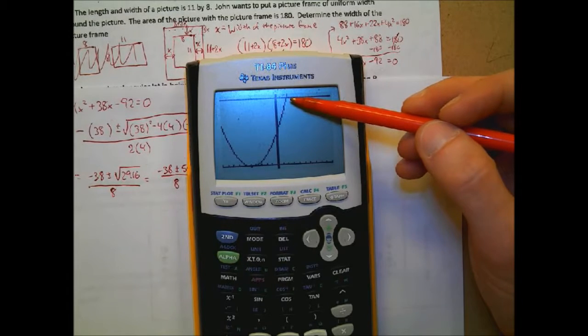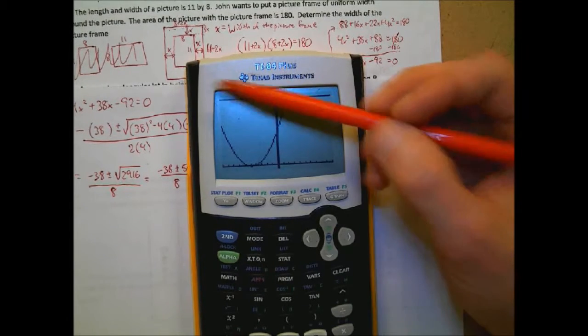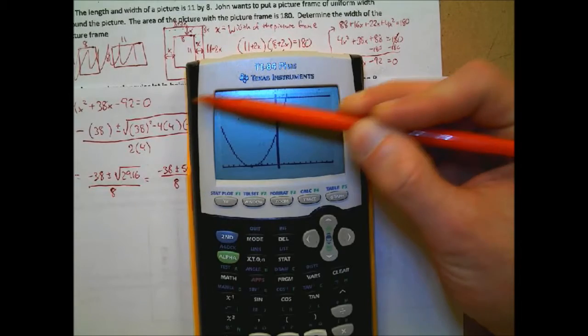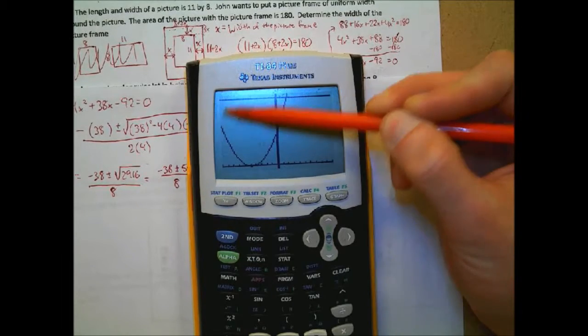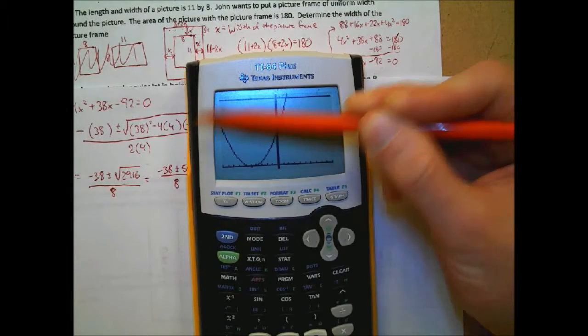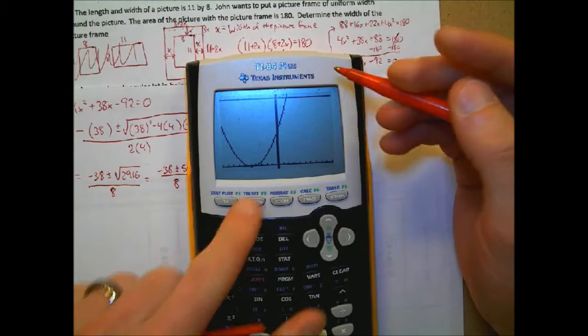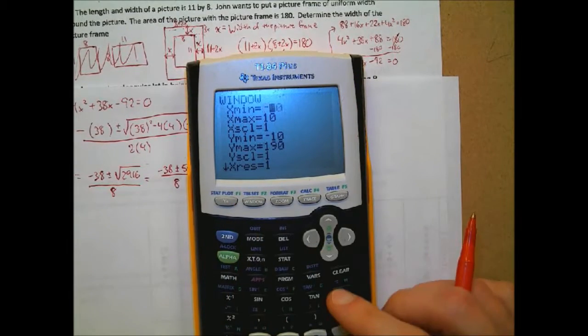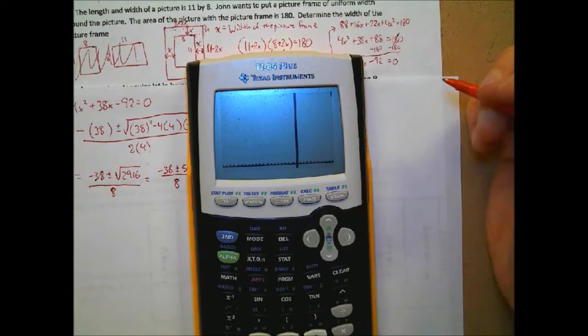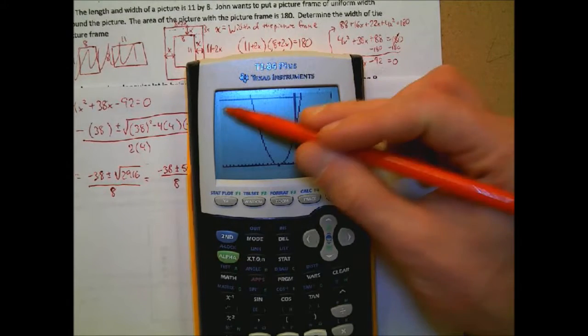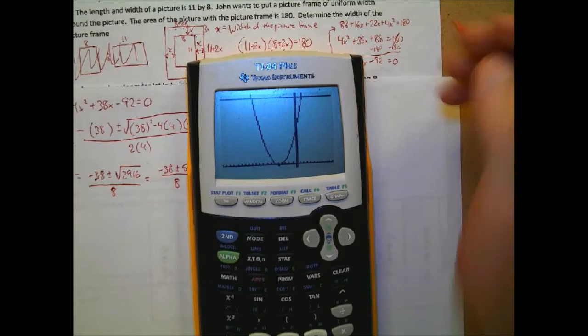I see one point of intersection, but how many are there actually going to be? There's going to be two. The other point of intersection is happening over here somewhere. If I wanted to see it, what would I now need to adjust? On my window, x min. I'm just going to guess like negative 20. Let's see if I can see it now. Okay, so there's more of the parabola. There's my other side of my equation, and now I can see the two points of intersection.